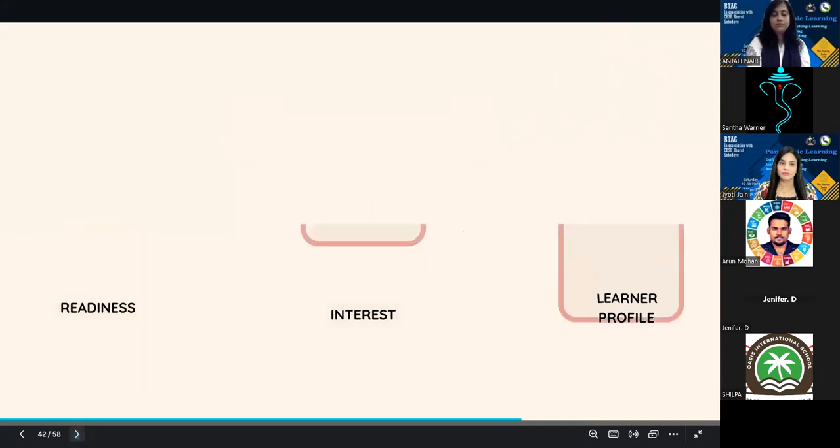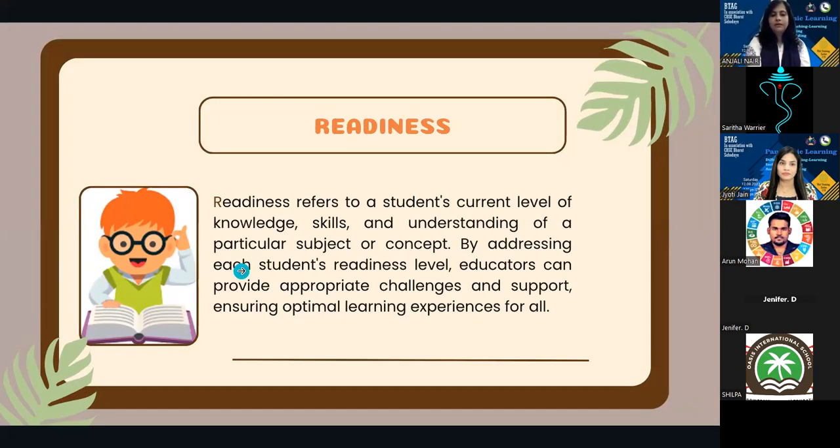So how is this going to happen? Readiness, what does readiness mean? It refers to a student's current level of knowledge, skill, and understanding of a particular subject or concept. By addressing each student's readiness level, educators can provide them opportunities to learn and provide them appropriate challenges and support. So readiness is the current level of understanding of a child.